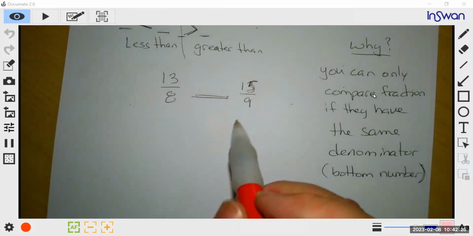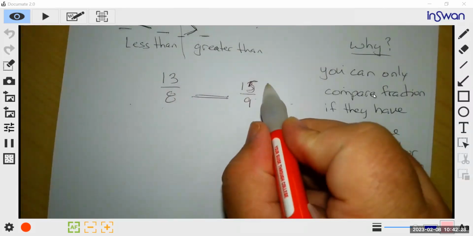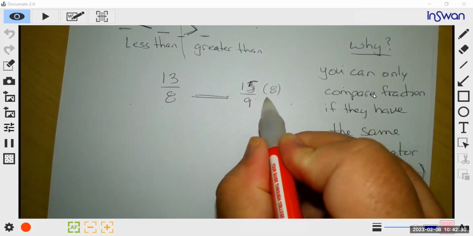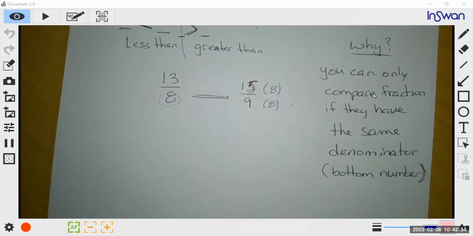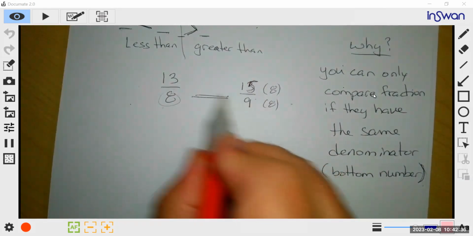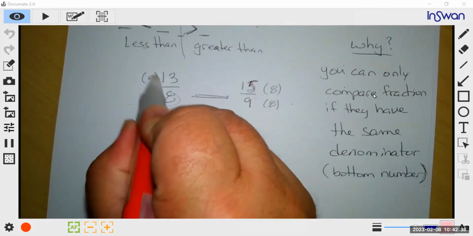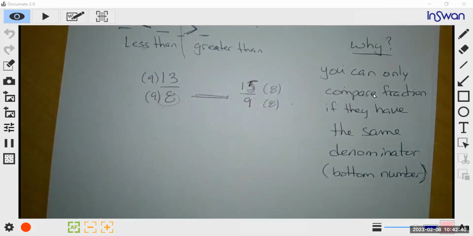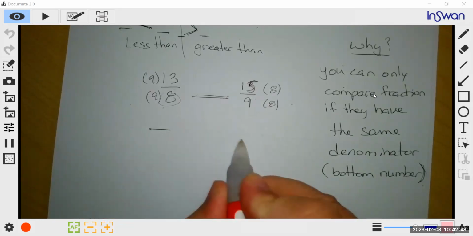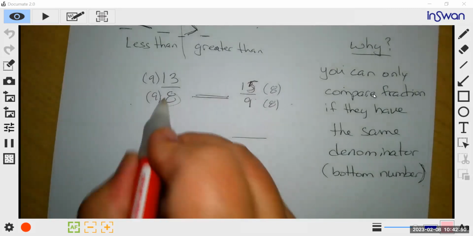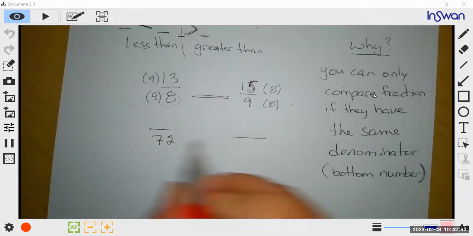So to get the bottom number to be the same, this side, we have to multiply this denominator. This side is 9 over 9. Nine times 8 is 72. So they both have the same number on the bottom.